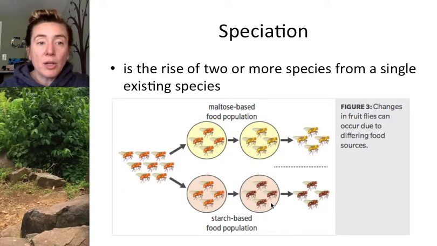Mutations will slowly accumulate, so even if these two species were to come into contact with one another, they might have different mating preferences, they might have different times at which they are mating, and therefore they are going to develop into two separate species. So speciation, the rise of two or more species from that single existing species.